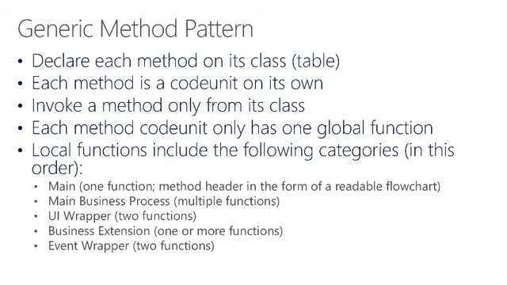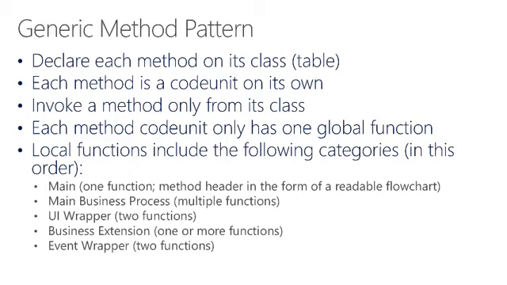So although it is technically possible to call the codeunit from pages, from action buttons and that sort of thing, the way to invoke the method is through a call from its class. So the table gets a procedure that has that method in it, and then if you want to invoke that, you do record dot table variable dot method rather than sending a record into the function directly in the codeunit. Each method codeunit only has one single global function, and local functions include the following categories.